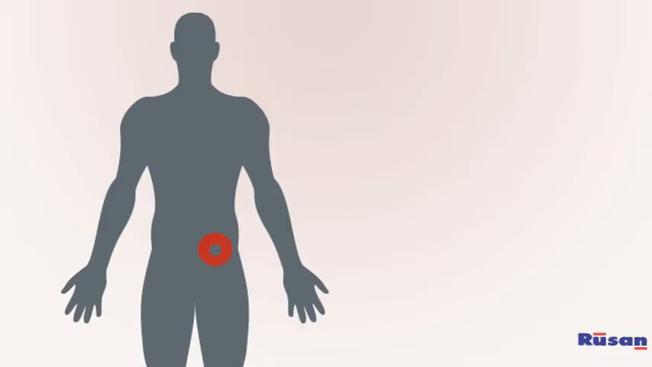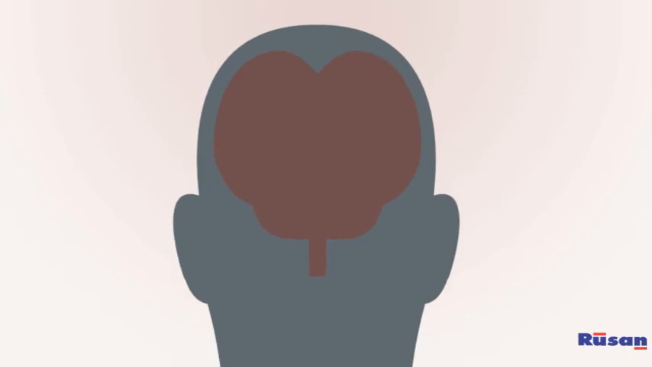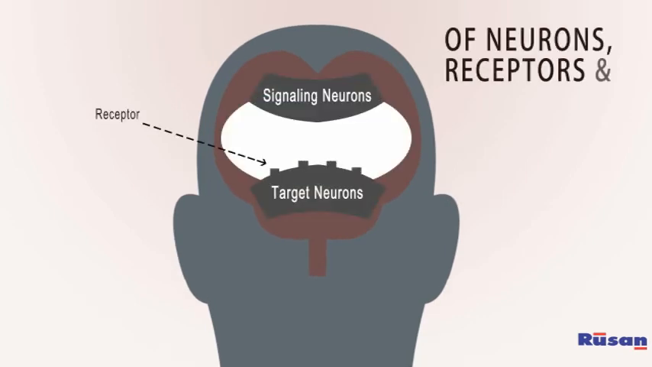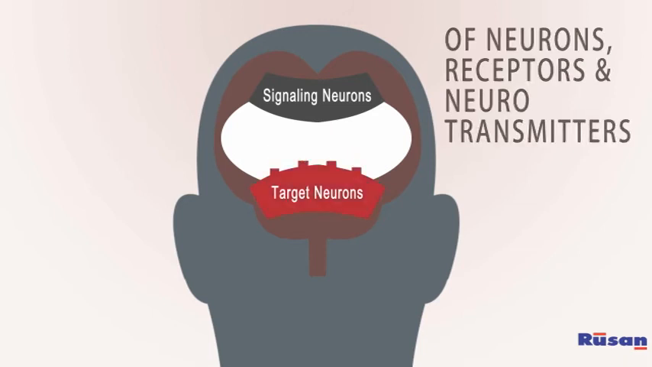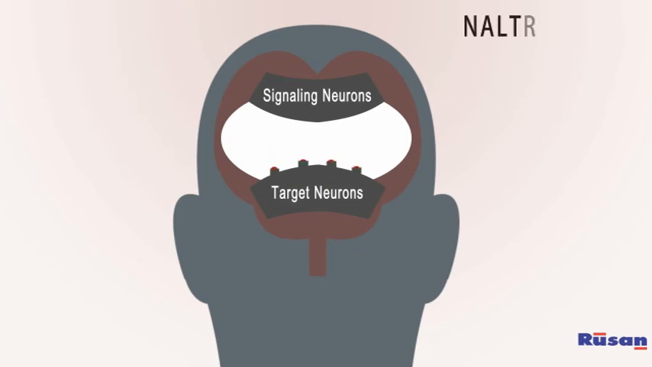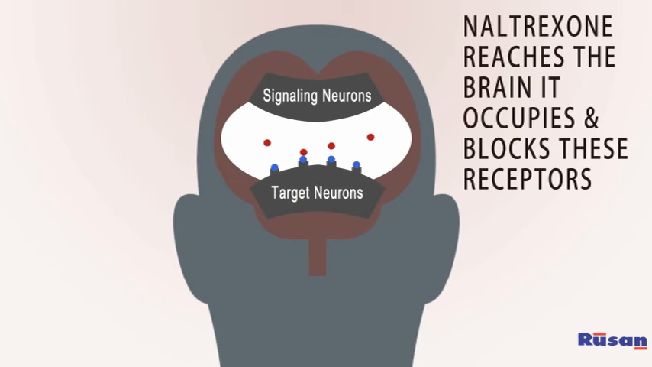Within a few hours of receiving the implant, the naltrexone is released into the bloodstream and begins to make its way to the brain. Inside the brain, there is a complicated network of neurons, receptors, and neurotransmitters that mediate the cravings for alcohol and drugs. Once the naltrexone reaches the brain, it occupies and blocks these receptors.